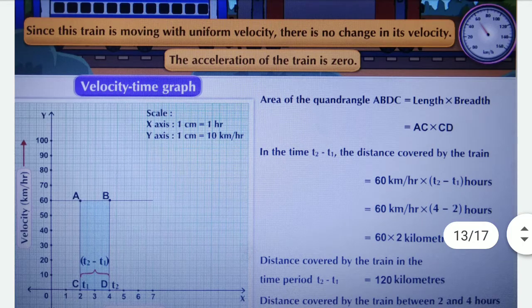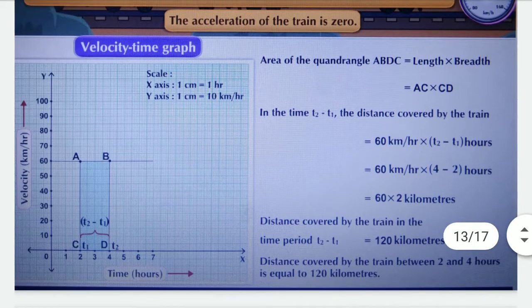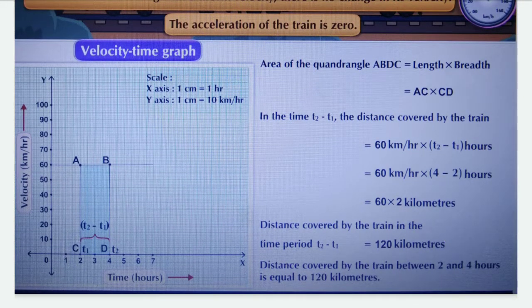Since the train is moving with uniform velocity, there is no change in its velocity, and the acceleration of the train is 0. Again, I will repeat the same graph.